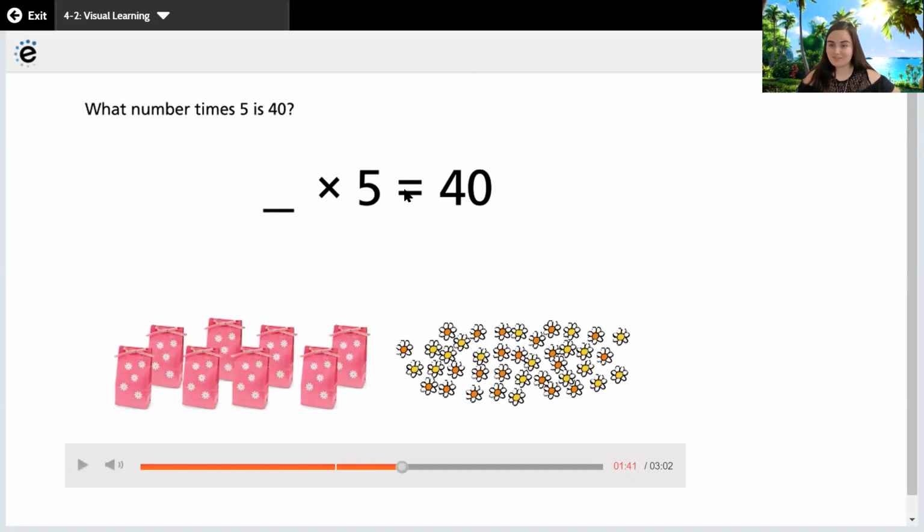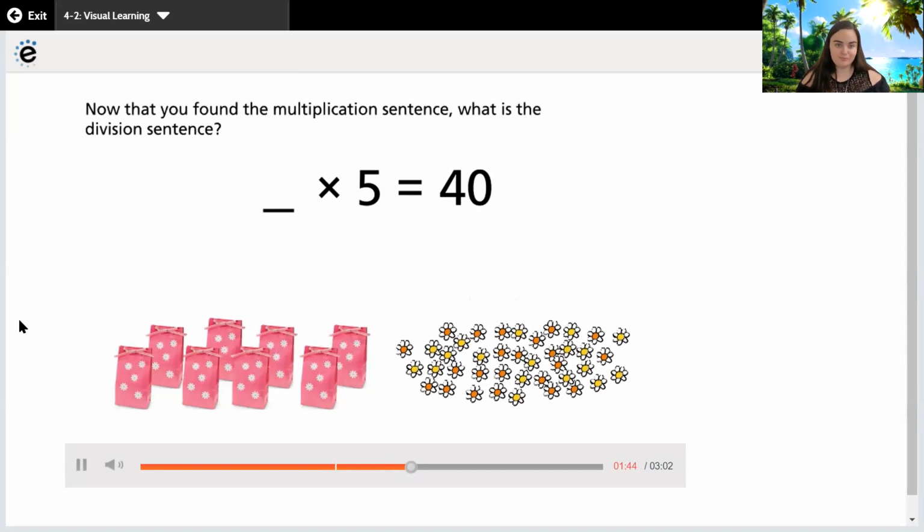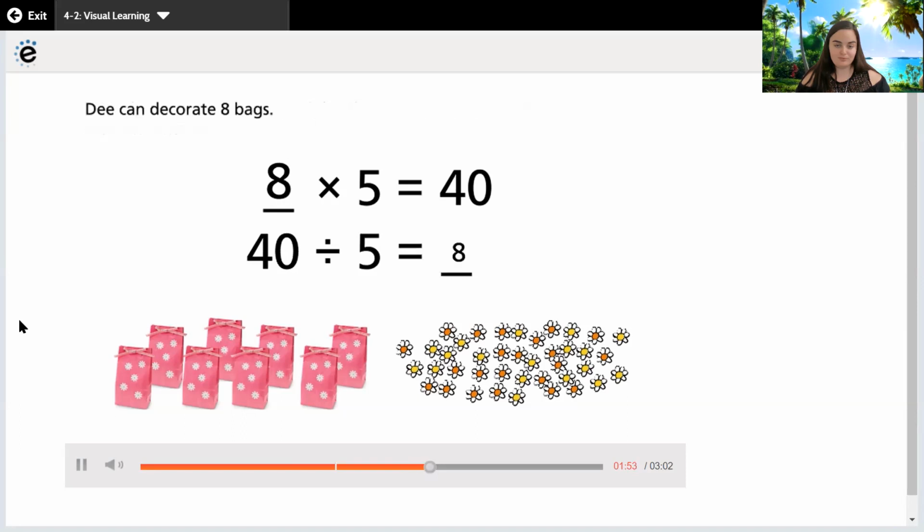If we're using our multiplication facts or fact families to help us, something times 5 is 40. You could figure this out one of 2 ways. Either you can collect all of these little flowers into 5 containers and count them out, or we can count by fives to get to 40, and it'll give us our answer. So 5, 10, 15, 20, 25, 30, 35, 40. So that's worth how much? Worth 8. Very good. Now that you've found the multiplication sentence, what is the division sentence? D can decorate 8 bags.